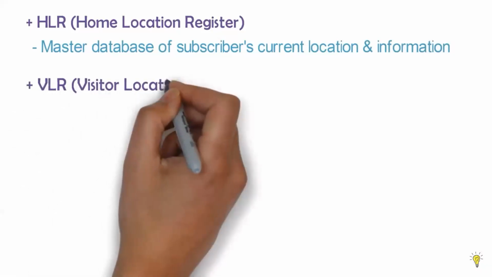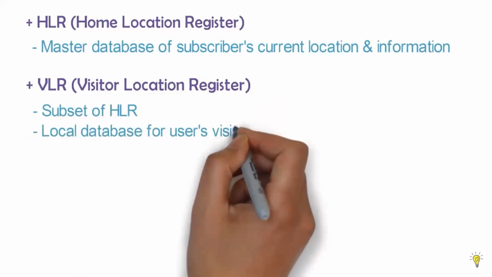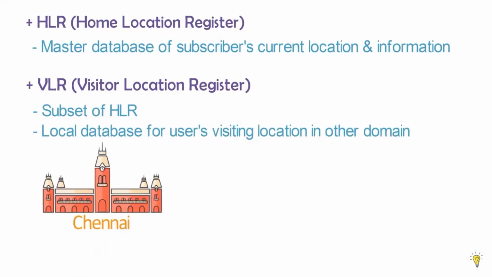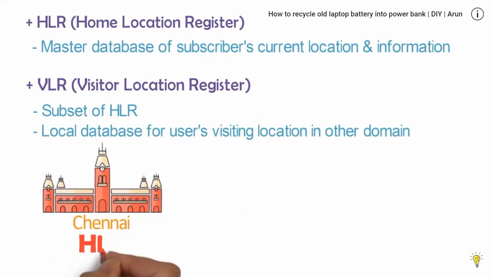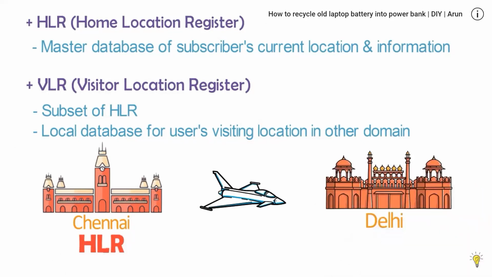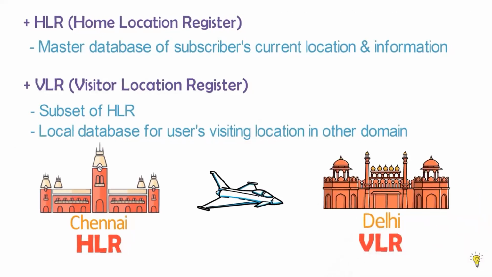Third one is a visitor location register. It is a subset of HLR and holds a local database of users currently visiting a location in another domain. If the user lives in Chennai, then it is his home network and HLR works here. When he travels to Delhi, then it is his visiting network and VLR starts working.